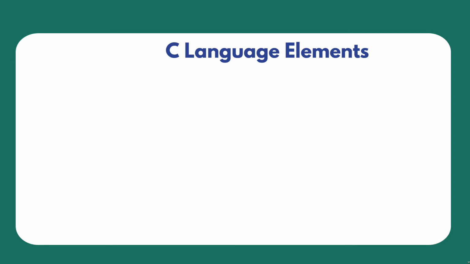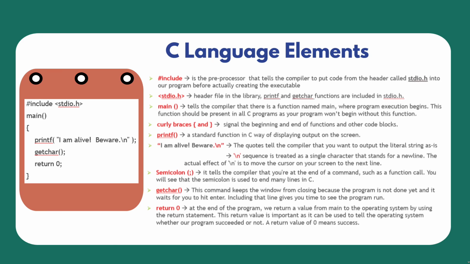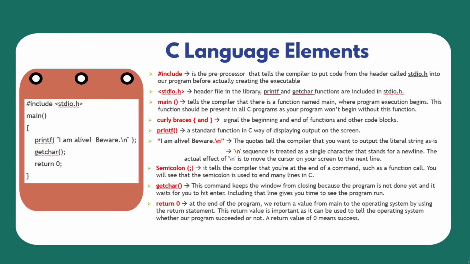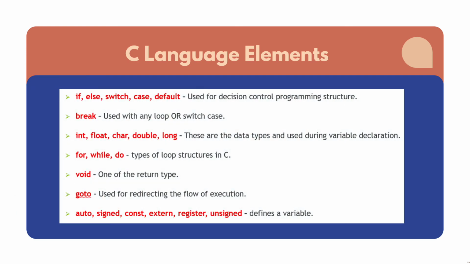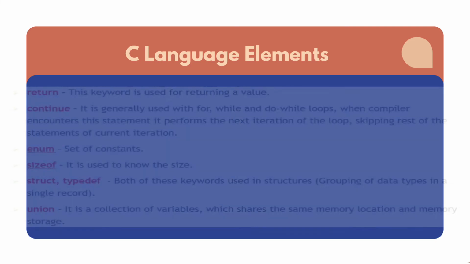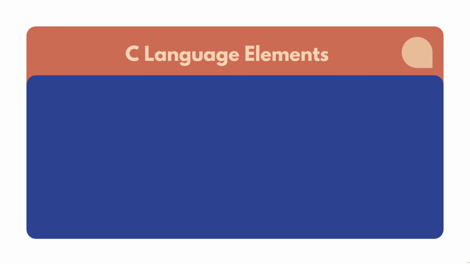Here is an example of the code in using the C language. Feel free to pause the video to familiarize yourself with the different language elements in the example. In the next two slides, these are also examples of C language elements that we learned during our Computer Programming 1. And those elements have different kinds of uses.